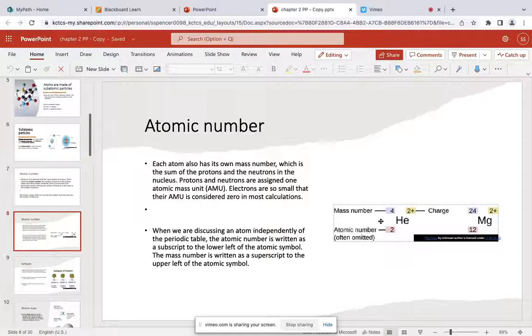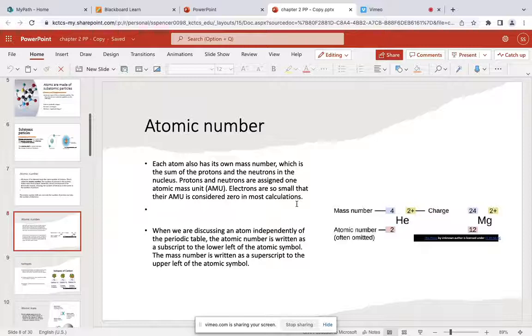And whenever you see this written in this kind of configuration, the mass number is always located to the top left, and the atomic number is always to the bottom left. So what makes up the difference in this mass number? It's the number of neutrons that are located there. When we were discussing an atom independently of the periodic table, the atomic number is written, like we said, to the lower left. Atomic mass number is written to the top left.